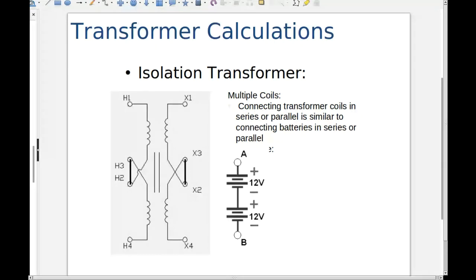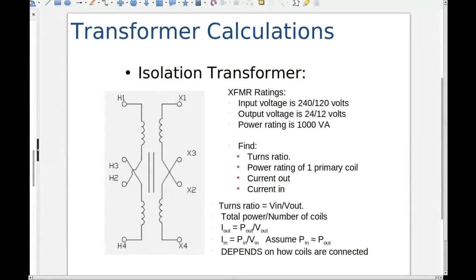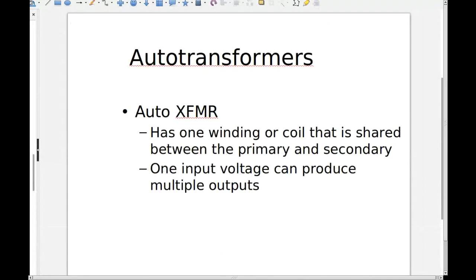On the other hand, I could have 12 volts here, and then this is connected. This is one node here, and then I have another 12 volts. So I could put 24 volts across here. Okay, so I don't have quite as much current, but it's actually the same amount of current through each coil. Okay, so these are just some different connections here.